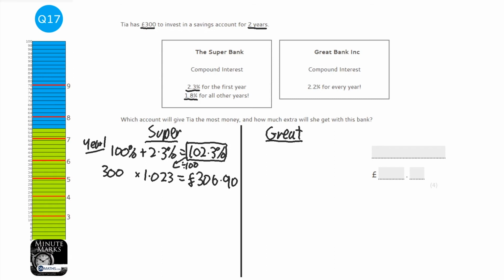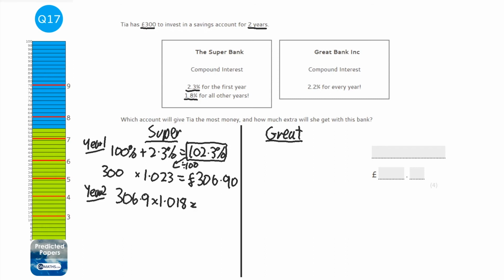Okay, so year 2, we've got that £306.90, and we need to work out the multiplier for 1.8. So I could go through the same method as before, but actually when you start using multipliers you realise how to just go straight there. So it's going to be 1.018. But you could do 100 plus 1.8 is 101.8, and then divide that by 100. And what's that going to be?